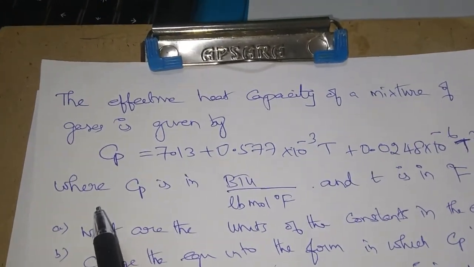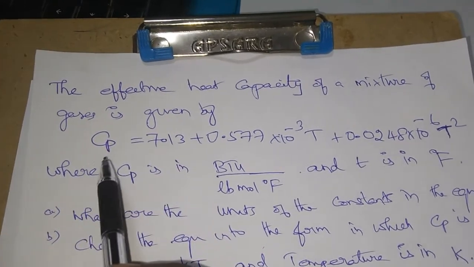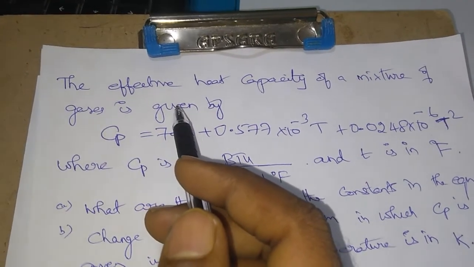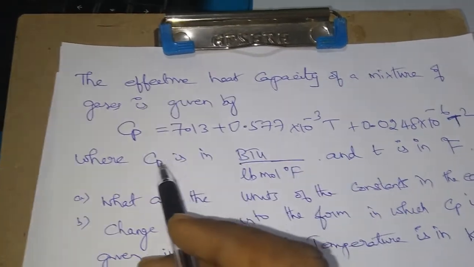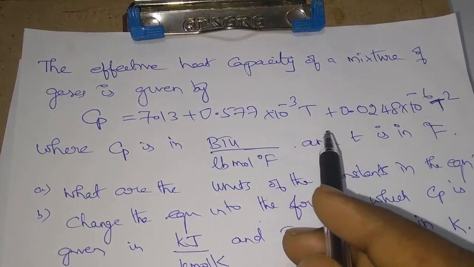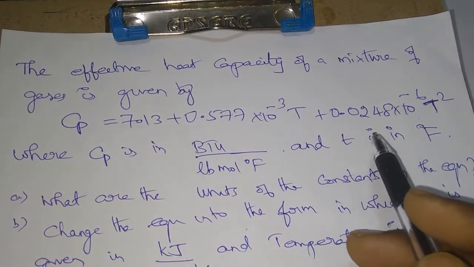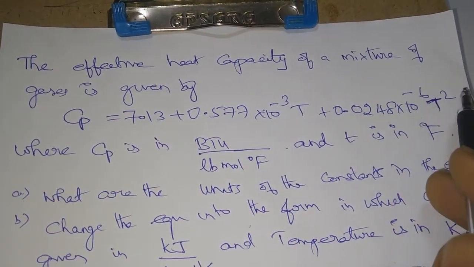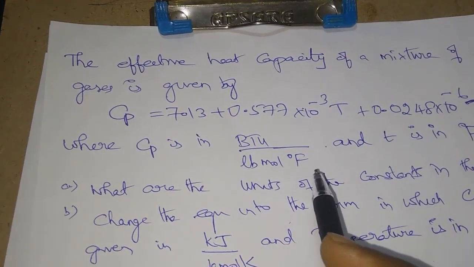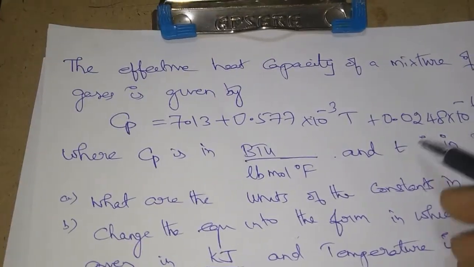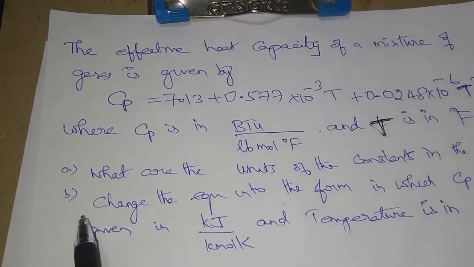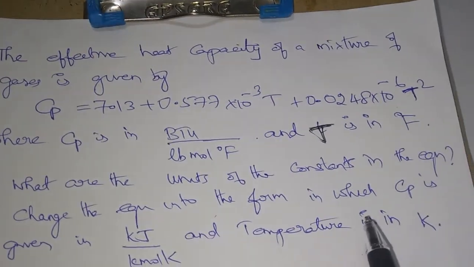Another problem in unit conversions of empirical equations: the effective heat capacity of a mixture of gases is given by Cp equal to 7.13 plus 0.577 into 10 power minus 3 T plus 0.0248 into 10 power minus 6 T square, where Cp is in BTU per pound mole degree Fahrenheit and T is in degree Fahrenheit. First part is, what are the units of the constant in the equation?